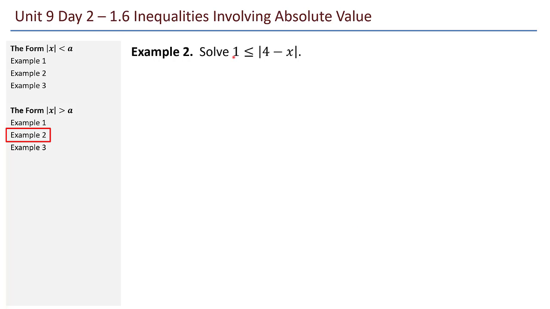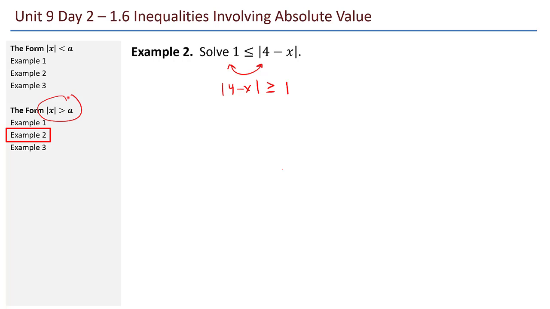Example 2. Let's solve 1 less than or equal to the absolute value of 4 minus x. And pause for a second. Is this example in the right form? Because I have a less than or equal to. Well, it is, but maybe one thing I'll do before solving this is just to swap the two sides of the inequality, just so it looks more like the form I'm working with. So when I swap them, I get the absolute value 4 minus x is greater than or equal to 1. And now I can see, yes, it's in that form that I want.